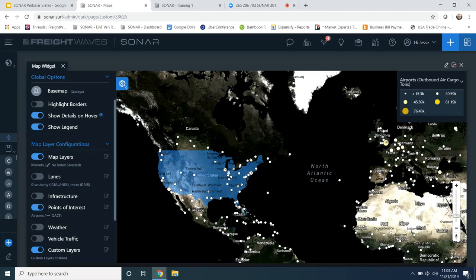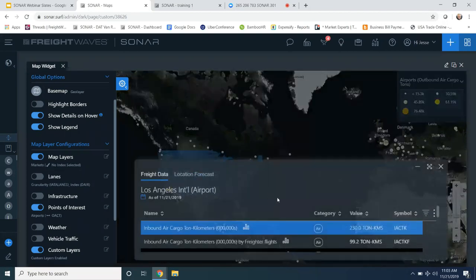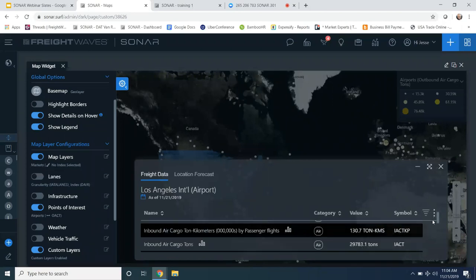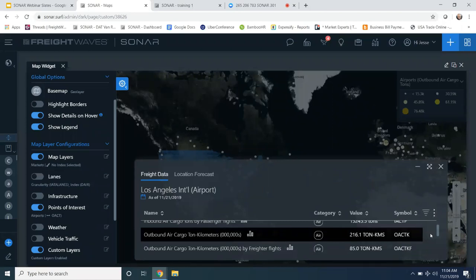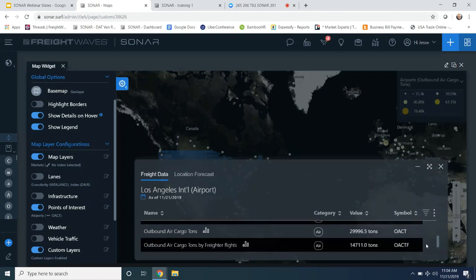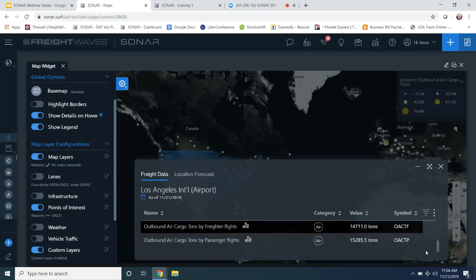And what we can do is hover over those airports. Yeah, so we can hover over those airports. And if we click on the airport, we will get really a tremendous amount of information that's really coming out of our capacity data: inbound tonnage capability, outbound tonnage capability, tonnage on passenger flights, tonnage on freighter flights, and really provides some good basic information about the capacity in and out of major airports and even smaller airports globally.